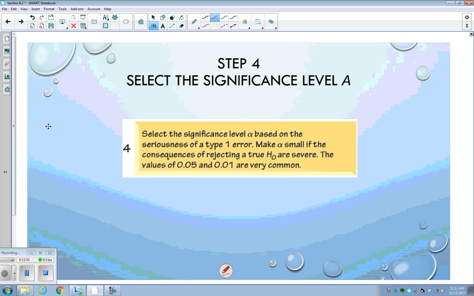Whereas if it was something with medication, a procedure medically, something that's more severe, if we were wrong, we might want to go to a 0.01 significance level. Usually in your question, they're going to tell you what the significance level is. But the common ones are 0.1, 0.05, and 0.01. Those are the ones we've seen already. Okay? The most common here, as it says, are 0.05 and 0.01.